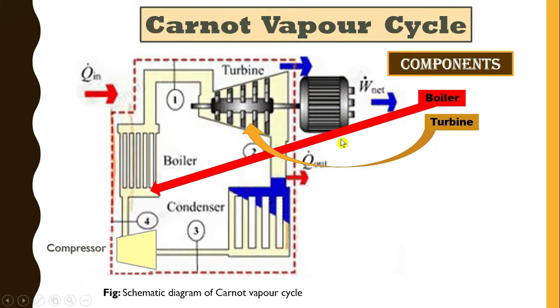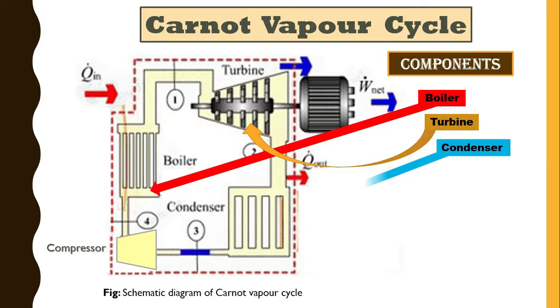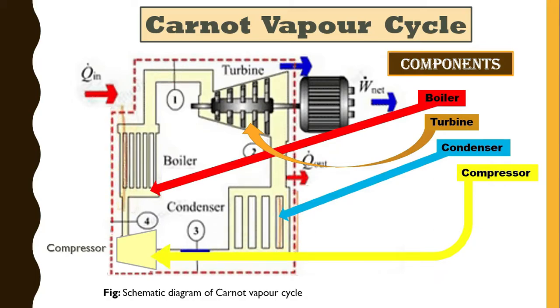After that, the third component, that is the condenser. So steam will come out from the turbine and enter the condenser. At that point it will be condensed, so its temperature is going to decrease. After that, the fourth component, that is the compressor. In the compressor, the pressure of steam is going to increase and it is again supplied to the boiler. Then the cycle will repeat again.